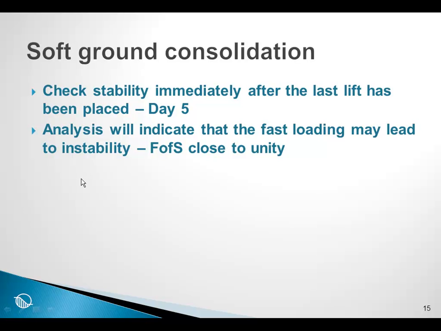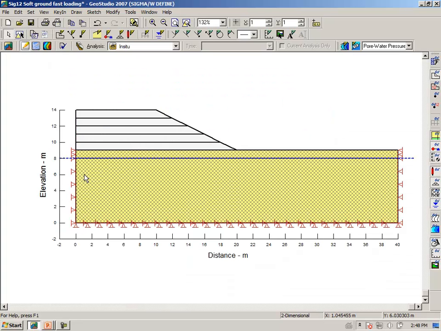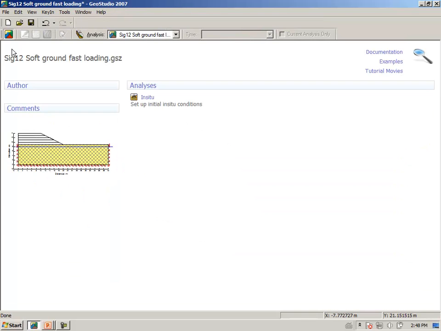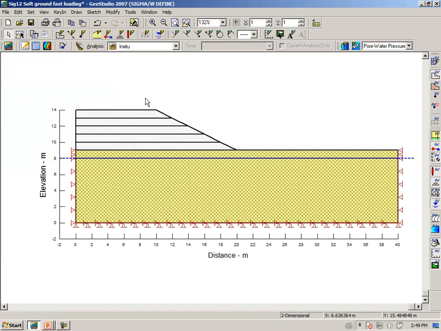In GeoStudio, the file is SIG 12, and when you bring up the file in the GeoStudio desktop, this is what you should see. We have set up the geometry in order to save time as part of this exercise, and the initial analysis, which is an in situ analysis, has already been created with the appropriate boundary conditions.